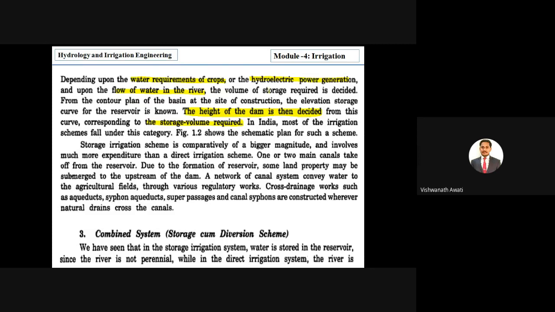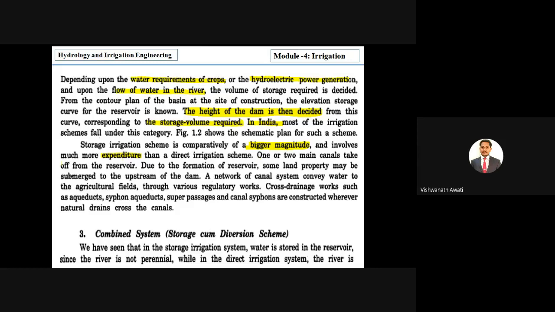And if you see, most of the irrigation work in India falls under this category, storage irrigation. A storage irrigation scheme is of comparatively bigger magnitude and involves much more expenditure than direct irrigation. If you get a question to make a difference between direct irrigation and storage irrigation, then you can write: direct irrigation is of smaller magnitude, and storage irrigation is of bigger magnitude, and the cost or expenditure required is more in storage irrigation and less in direct irrigation.